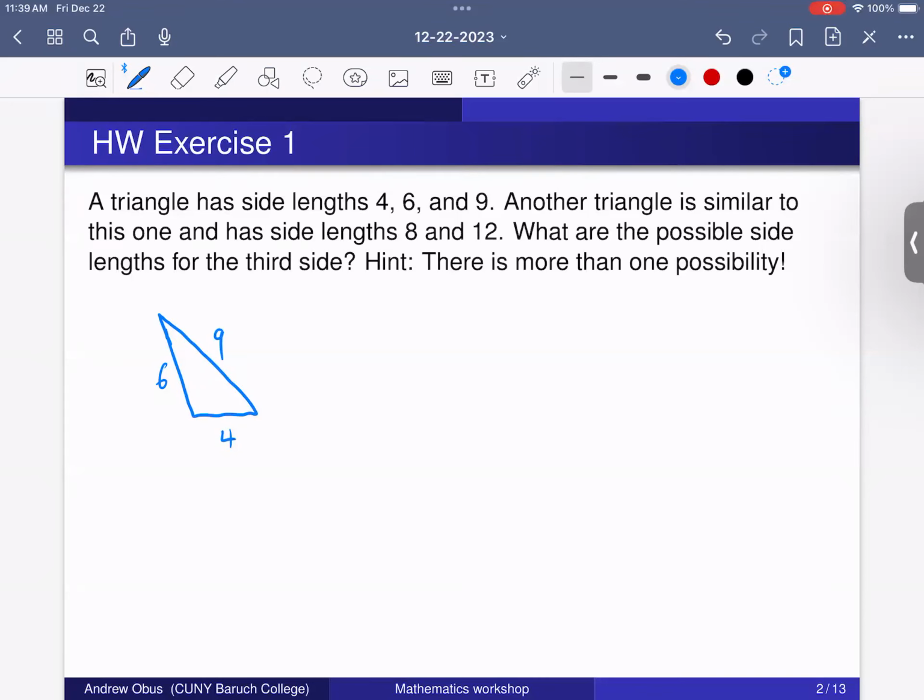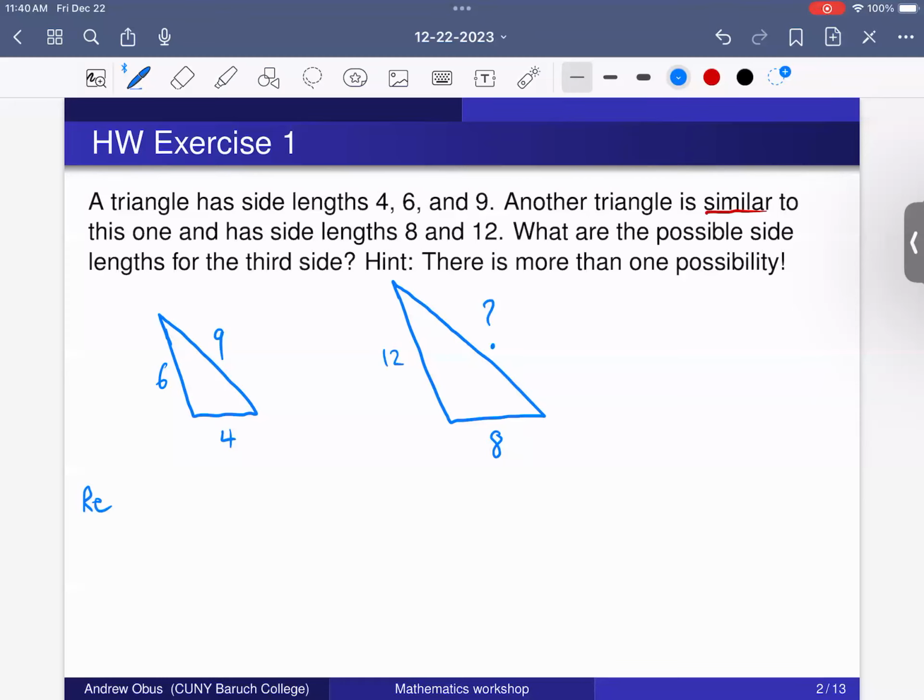Okay. So the question is, we have another triangle that's similar, and it has side lengths 8 and 12. One way of drawing this would be to draw a bigger triangle like this. That's also going to be similar, and it has side lengths 8 and 12. Some people wrote, okay, this is 8 here, and this is 12. And the question is asking, what are the possible lengths for the third side? We have this question mark over here.